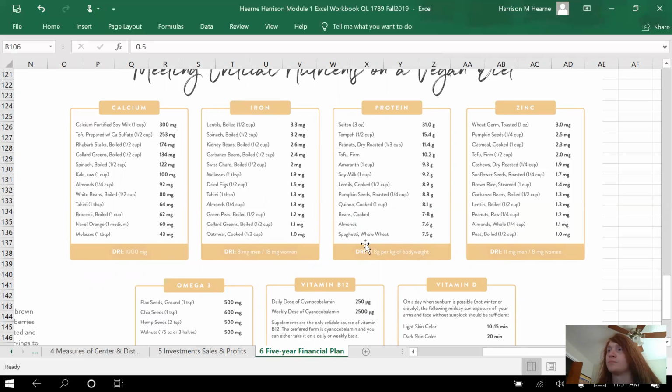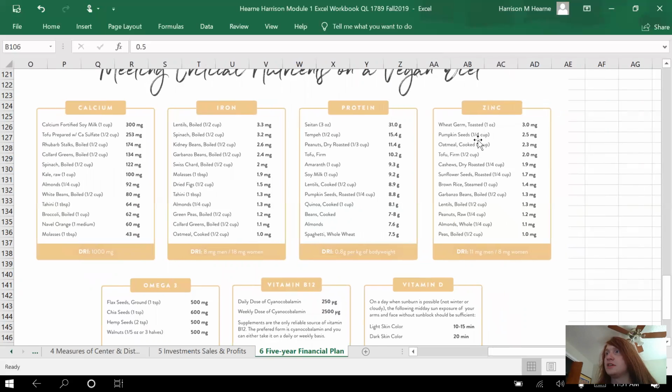Protein is also pretty easy to do. So for protein, you want 0.8 grams per kilogram of body weight. It's very easy to get protein. I've never had an issue getting protein. Zinc, you want 11 milligrams per day for men. Once again, very rarely an issue getting zinc. A lot of these things overlap with each other.